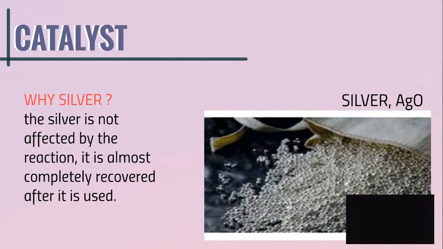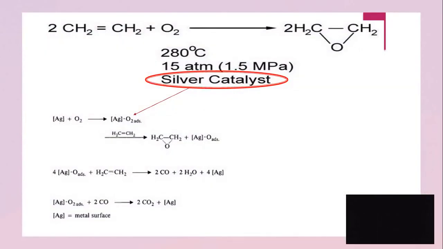The production of ethylene oxide utilizes silver as the catalyst. So why silver? This is because silver is less reactive than other catalysts. Unlike chlorohydrin, silver has a lower probability to undergo any transformation. Thus, it facilitates the process, and it is almost completely recovered after it is used, which also means no byproducts. The next slide shows the equation on how the silver catalyst is used in the production of ethylene oxide in detail. So you can all have a look.